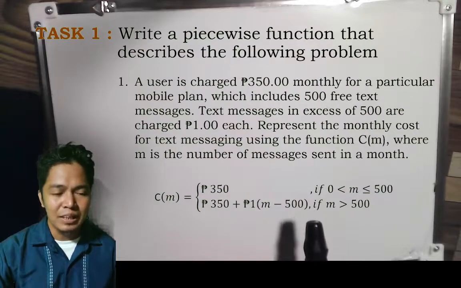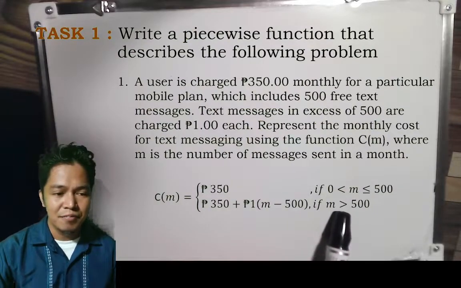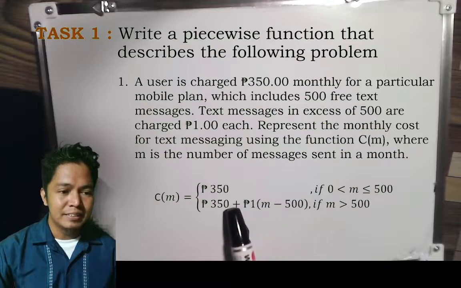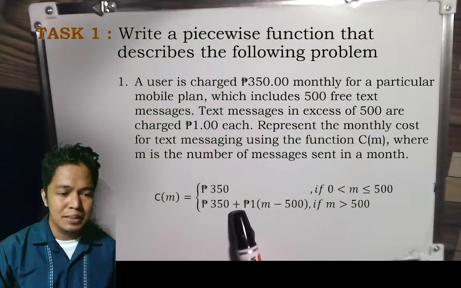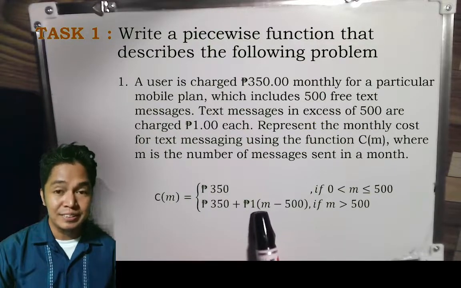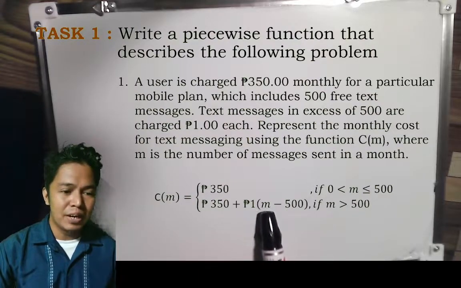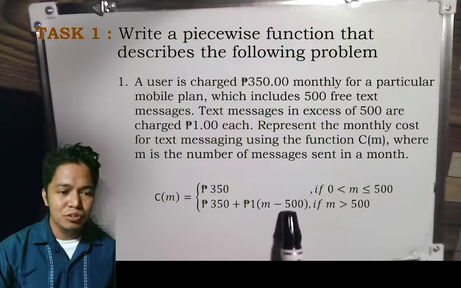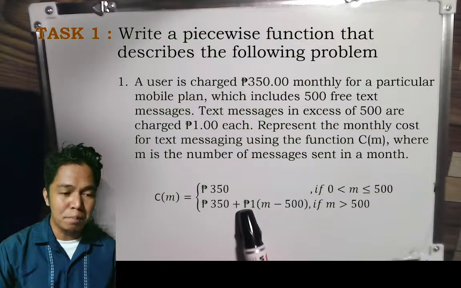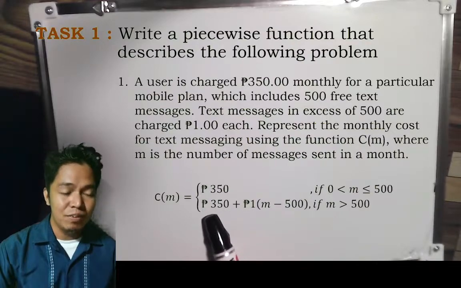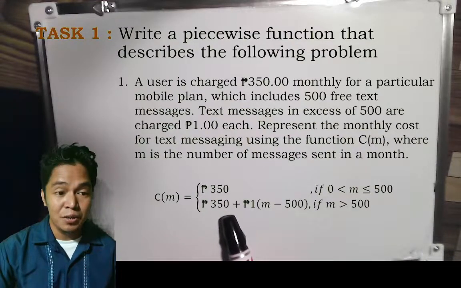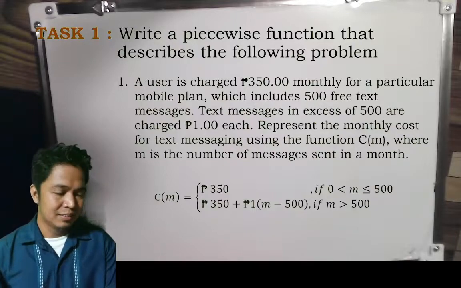And what if naman kung nag-excess na ng 500? That is 350 plus 1 peso times kung ano man yung excess sa 500. So, halimbawa, 501 minus 500, that is 1, and times 1 peso, that is 1 peso, plus 350, that is 351. Okay? So, that is for example number 1.